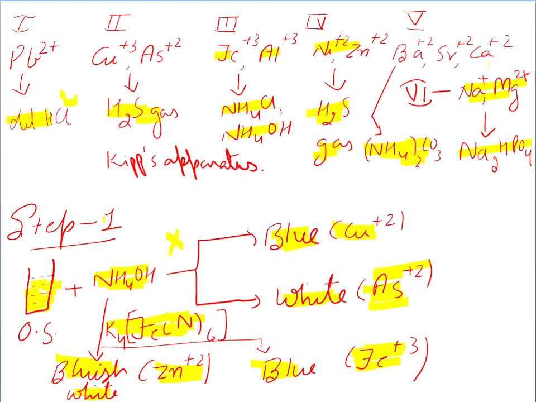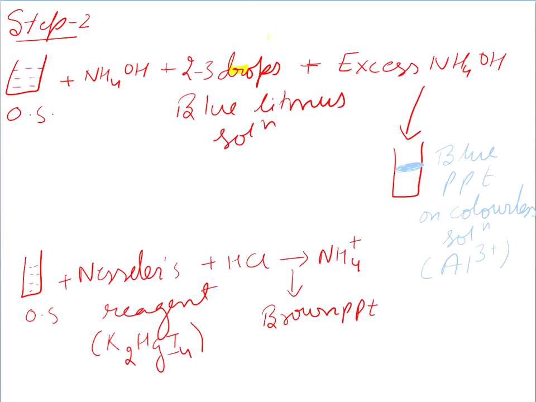Now moving towards the second step. Step number two, you have prepared the OS already. Okay, in that NH4OH, you add 2-3 drops of blue litmus solution, plus excess NH4OH. Okay, if a blue PPT forms like this, here you can see, a blue PPT is there, a colorless solution turns into a blue PPT. Okay, then aluminum is confirmed. So this test is for aluminum, third group.